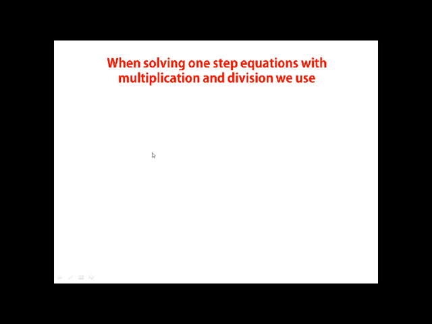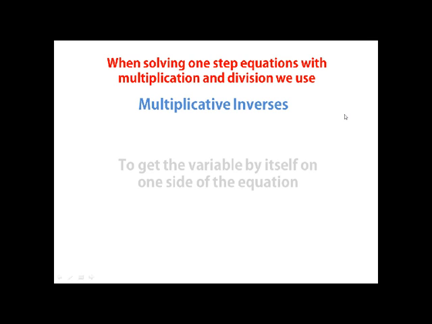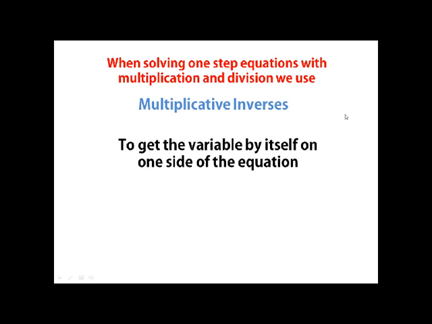When solving one-step equations with multiplication and division, we use multiplicative inverses. These are used to get the variable on one side of the equation and numbers on the other side of the equation. So at the end of the day, you would have x equals something or y equals something.